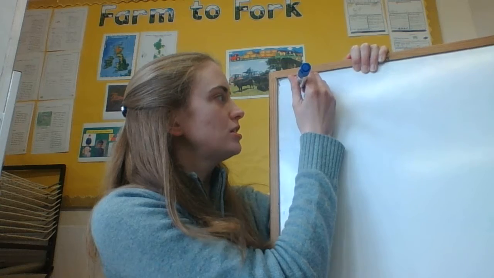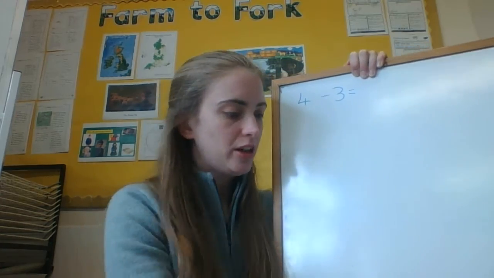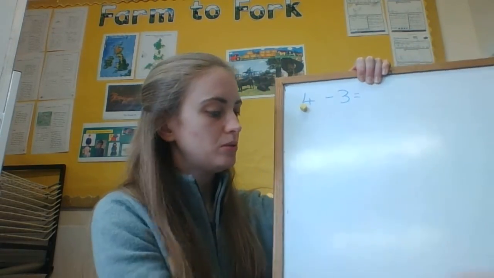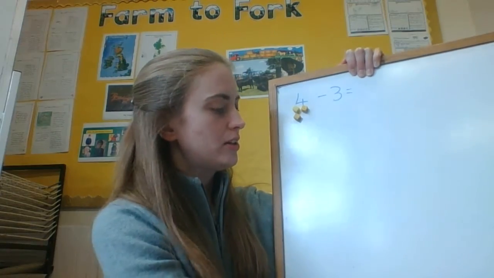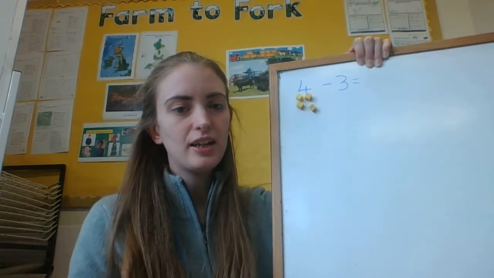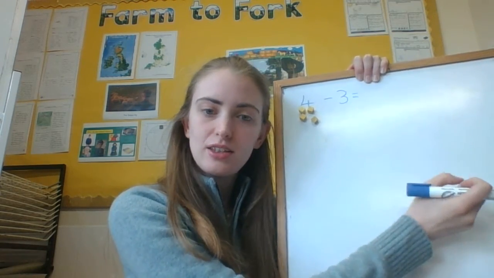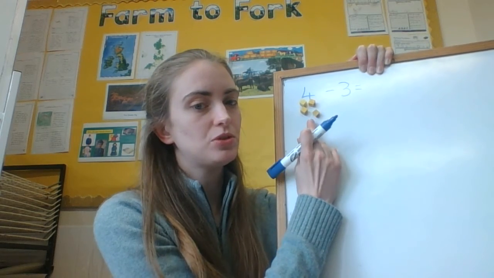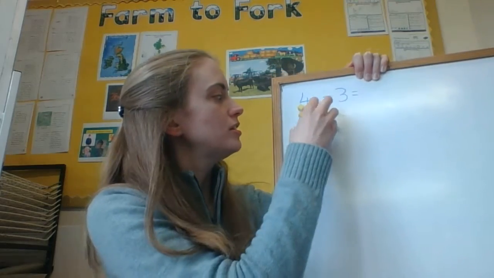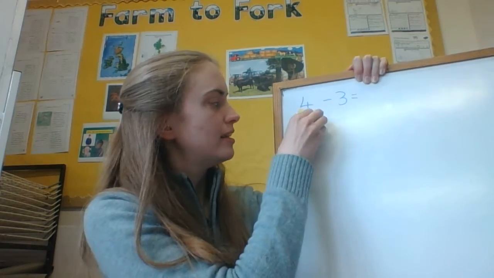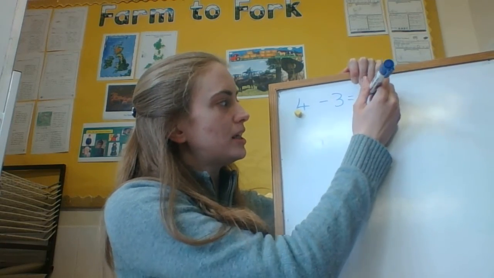Okay, so I'm going to start off with 4 take away 3. So 4 ones, 1, 2, 3, 4, take away 3 ones. Now I'm not going to make this 3 because I'm taking it away. I'm subtracting it from this 4. So I have 4 ones and I'm going to take 3 away and I am left with 1. 4 take away 3 is 1.